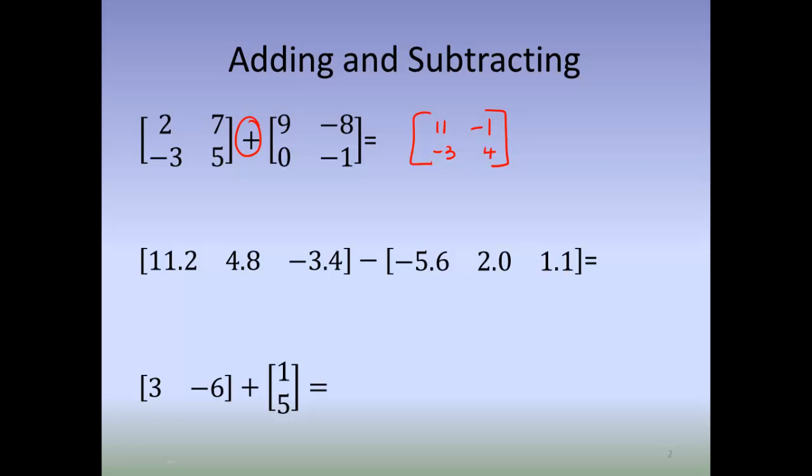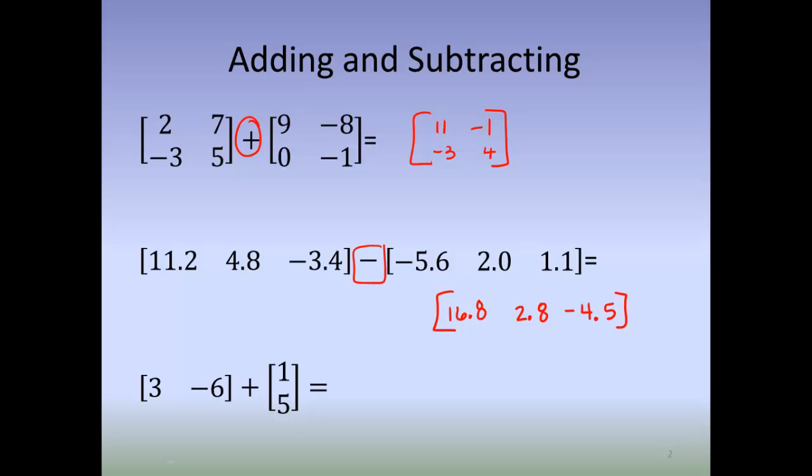For our second problem, we're going to be using subtraction. We're going to be subtracting the corresponding elements, being very careful with our negatives. If you have a calculator, use it; if you want to try it without a calculator, go right ahead. I've got 11.2 minus a negative 5.6, which gives me 16.8. Then 4.8 minus 2.0 is 2.8. And negative 3.4 minus 1.1 is negative 4.5. So we are just matching the corresponding elements and following the operation that we were told to use.